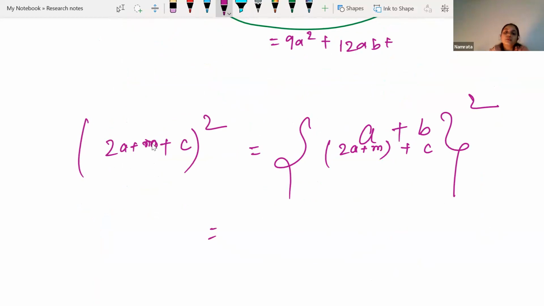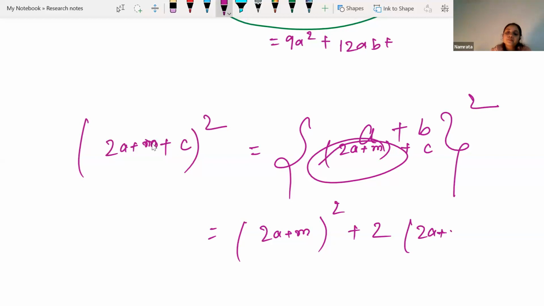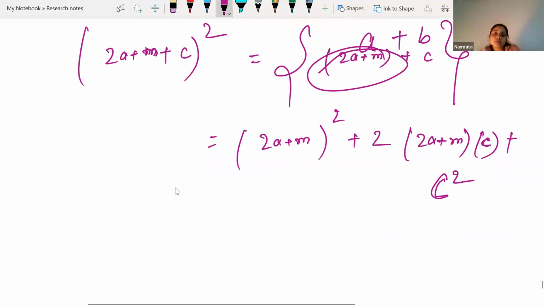How? We can use the formula, the first term complete square, a square, plus 2 into our a into our b, that is c, plus b square, that means c square. This way also we can expand it. And then again we have to expand the first one, that is another thing. But here what I want to show you is, as a plus b whole square formula means a can be anything. A can be p, a can be 2a, a can be x plus y, a can be 2a plus m, a can be anything. You just have to write the complete whole square of a.